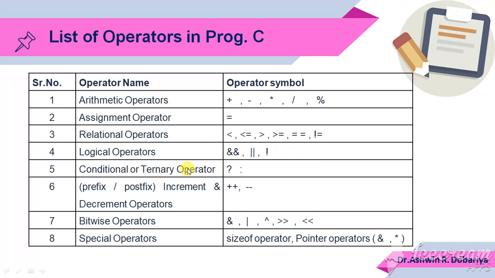Then the conditional or ternary operator, then the prefix and postfix increment or decrement operators, plus plus and minus minus, then the bitwise operators, ampersand, or, and caret, or you can say XOR, and the right shift and left shift operators. Then special kinds of operators like the sizeof operator and the pointer operators. These are the major categories of operators available in the C language. In this video we will discuss the first 4 in detail with examples.